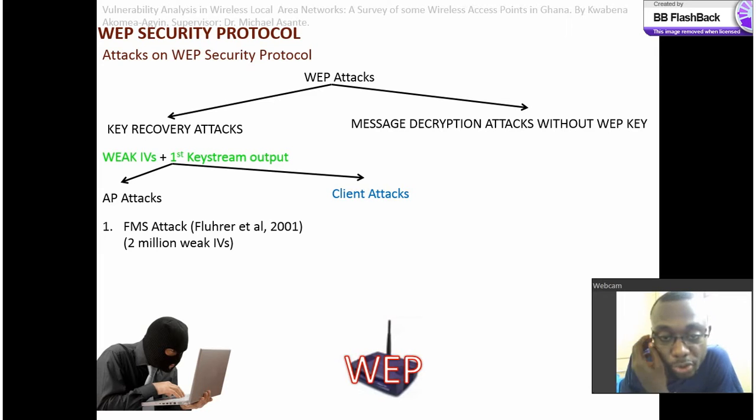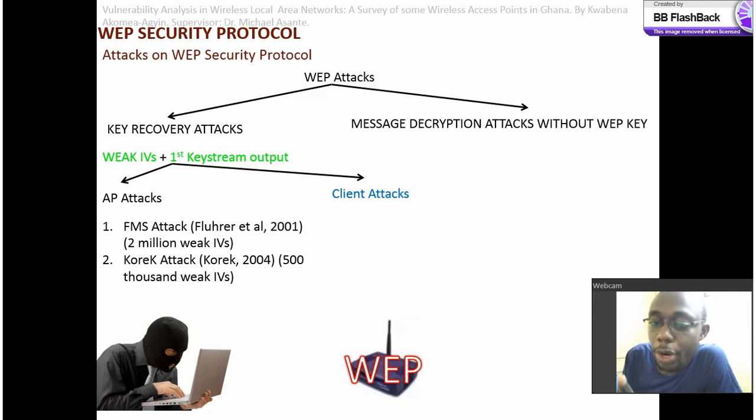Okay, great. So as we said, the access point attacks include the FMS attacks, which came in 2000, 2001, and required capturing about 2 million weak IVs. On a very busy network, it's very easy to capture these 2 million. Then later Korek came in with an improvement, where he found more correlations between these weak IVs and the keys that they reveal, and therefore the number of weak IVs required shortened to 500,000.